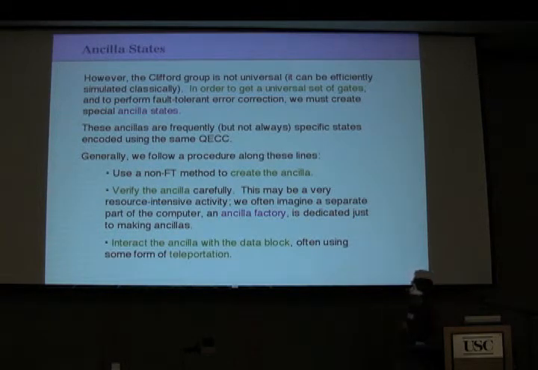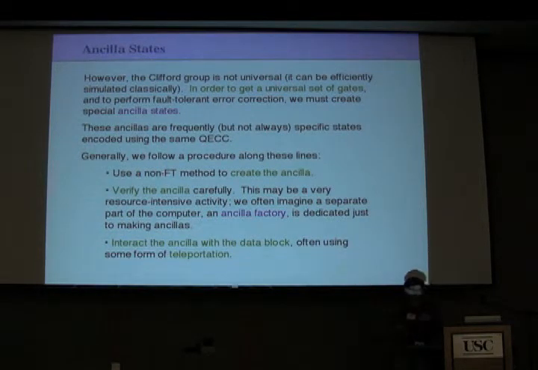And if we want to do the rest of the universal set of gates, in fact, the Clifford group plus any other gate is sufficient. But to get one of those other gates, we again need some special ancilla state. So I won't go through these constructions in detail. There's not enough time. But the basic idea is frequently it follows this kind of outline.